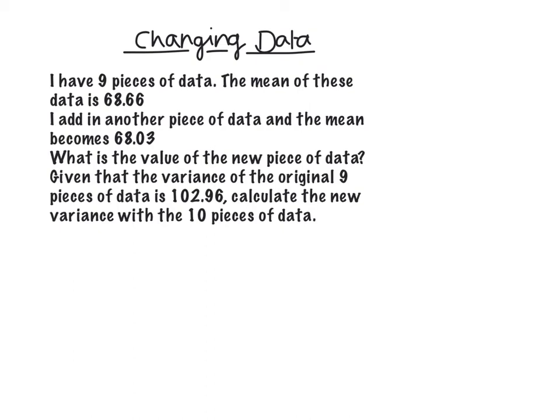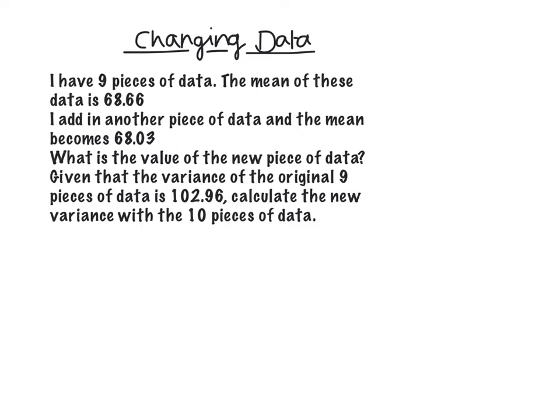So I'm told that I have 9 pieces of data, and I'm given the mean of these 9 pieces of data, but I'm not told anything else about them. We're then told that we add in another piece of data and the mean changes, which is unsurprising. But we're asked to use just this information alone to find out the value of the new piece of data.